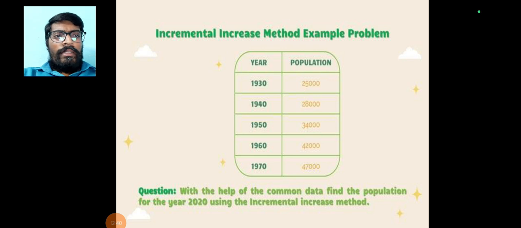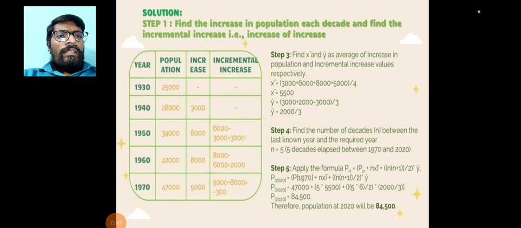Here a problem is given. The process will be the same, and to find the incremental increase in population, the next column is the incremental increase in population. So here, 1930 is 25,000, 1940 is 28,000, 1950 is 34,000, 1960 is 42,000, and 1970 is 47,000.